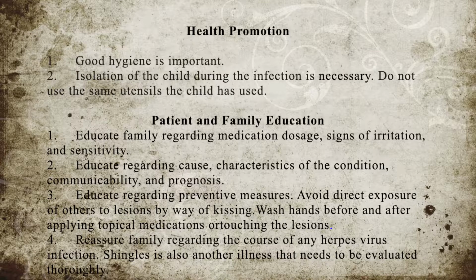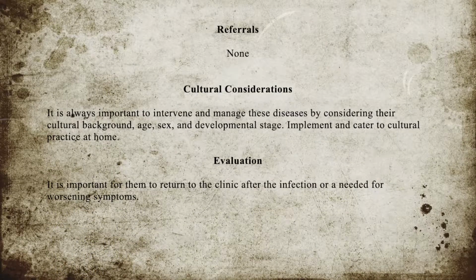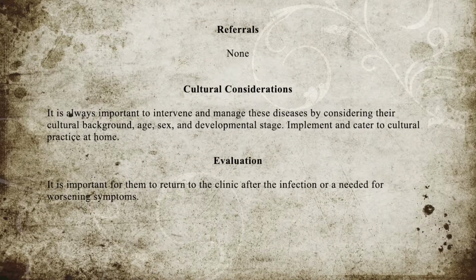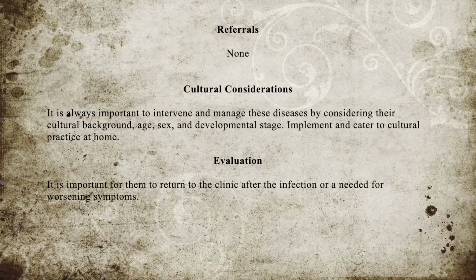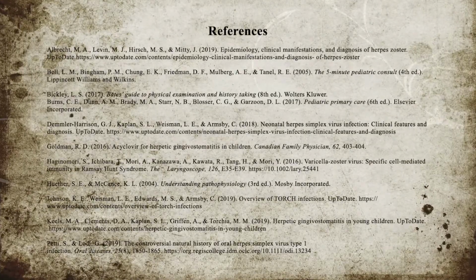Educate the family about the disease. Preventative measure: reassure the family, of course. Make any referrals as soon as you diagnose them through clinical presentation. And of course, if it gets worse, they have to come back to the clinic. Consider cultural considerations as well. I used the guideline from the American Academy of Pediatrics, and these are my references.